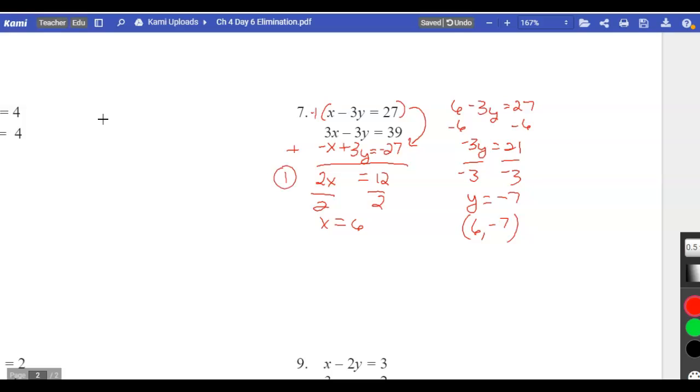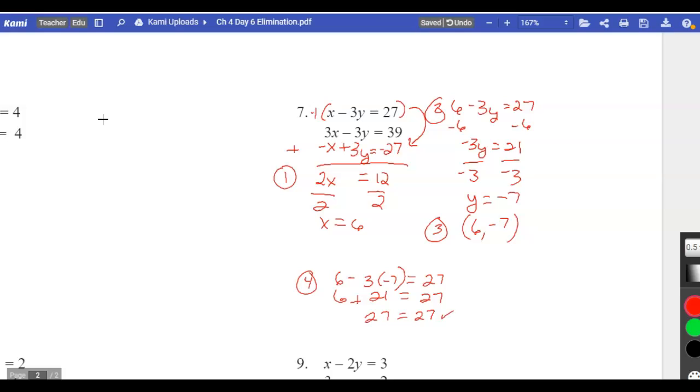Okay, so here's your first step where we did x equals 6. Here's your second step where y equals negative 7. Here's your third step. And then our check steps. So my check steps, I have 6 minus 3 times negative 7 equals 27. So these two negatives equal a positive. So 6 plus 21 equals 27. 27 equals 27. It checks.